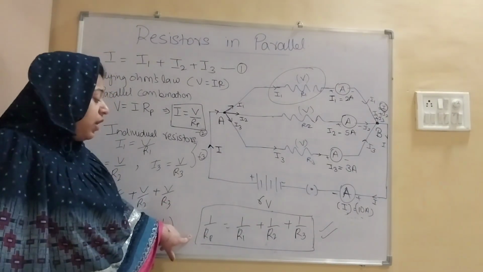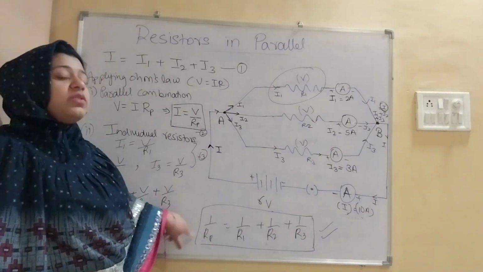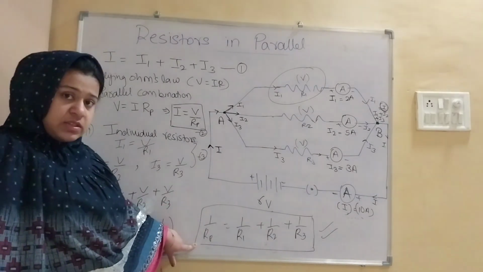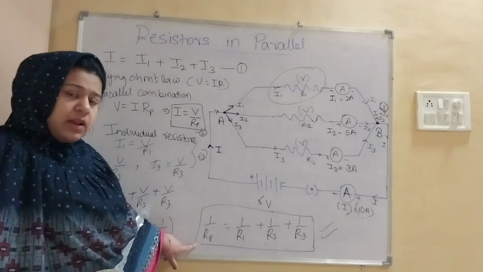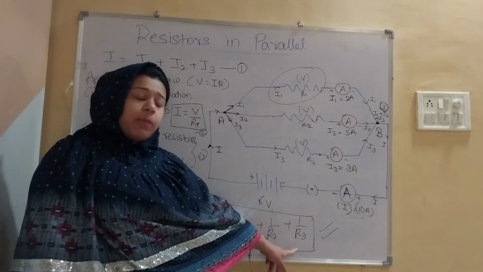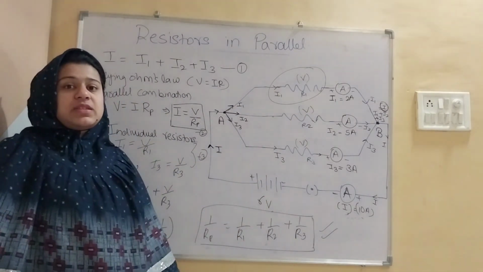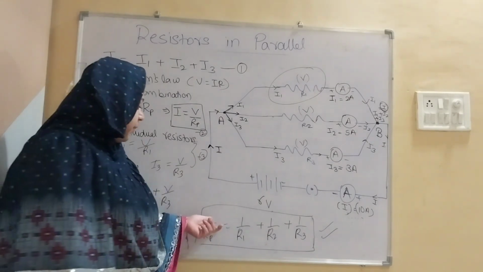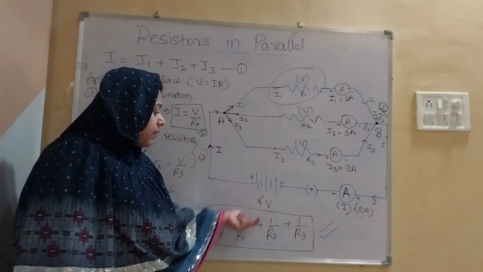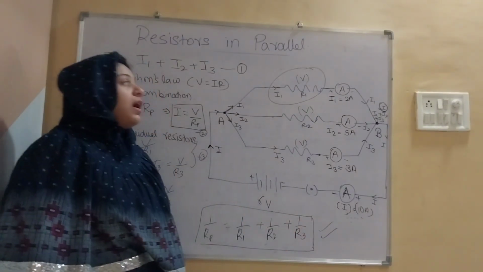The reciprocal of the equivalent resistance or the reciprocal of the total resistance for the resistors in parallel is equal to the sum of the reciprocals of the individual resistance. ठीक है, 1 upon Rp is equal to 1 upon R1 plus 1 upon R2 plus 1 upon R3.